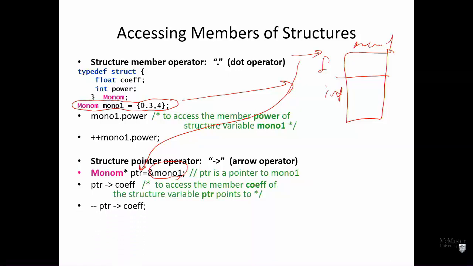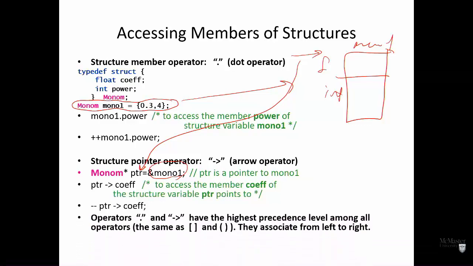Because this is at the end a float variable, you can do any math operation, like pre-decrement on this variable. So now you are subtracting 1 from the coefficient. You can do anything basically. What it says here is that these two operators have the highest precedence, which means if you have them in one expression, these will be executed first before addition, subtraction, or anything else.